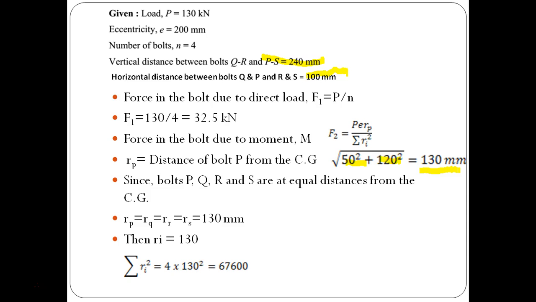This is required for this particular formula of force in the bolt due to moment. The summation of Ri square is 4 bolts multiplied by 130 square, which equals 67,600. Lastly, if we put these values in the formula, we get 130, this is the P, then the eccentricity, then this is your Rp, and lastly the summation of Ri square. So this equals 50 kN, that is F2.